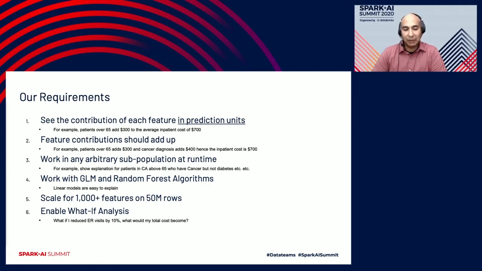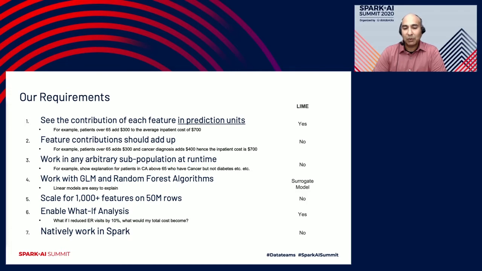So for example, people want to ask the question, what if I reduced my ER visits by 10%? What would my total cost become? And lastly, it had to work in Spark. All our infrastructure is in Spark, and we did not want to build another infrastructure to handle that.